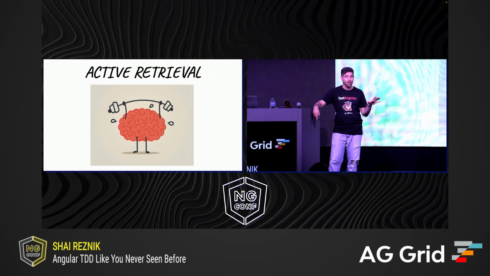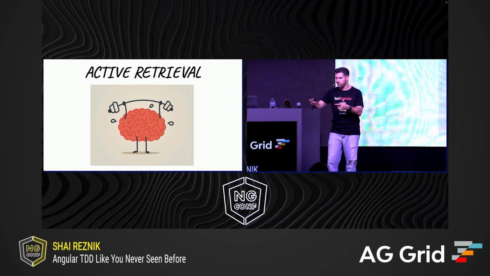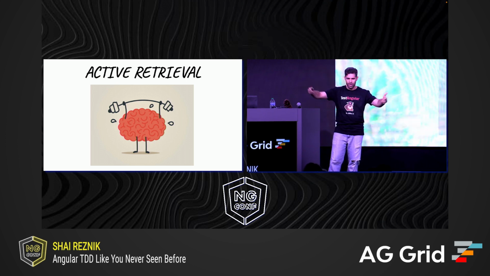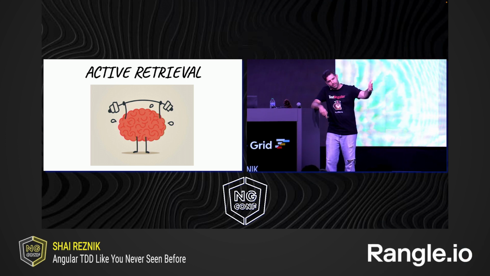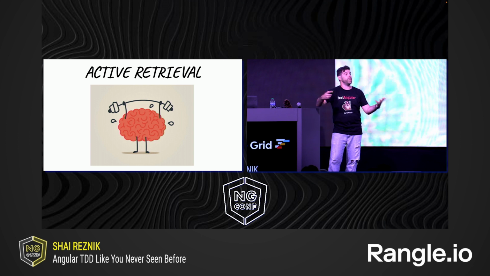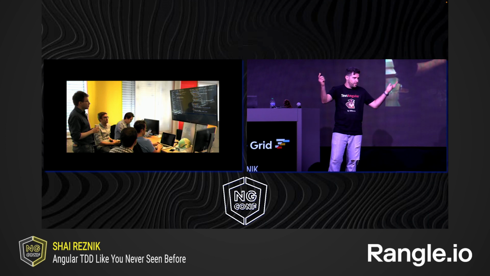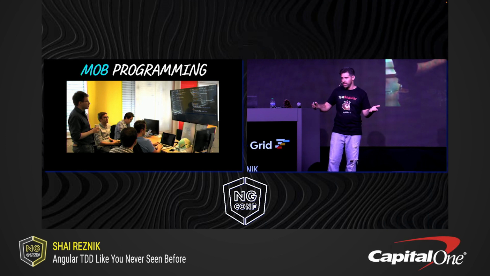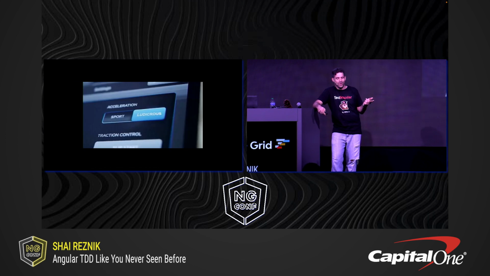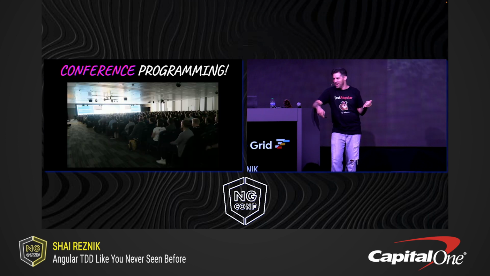And there's a thing called active retrieval in scientific terms, when we want to retain knowledge more into the future, not forget about it. So it requires participation. You know about pair programming, right? And a larger scale of it is mob programming. Now, let's take it to ludicrous mode and do conference programming, okay?